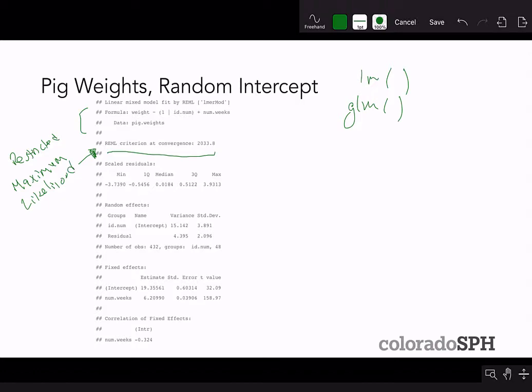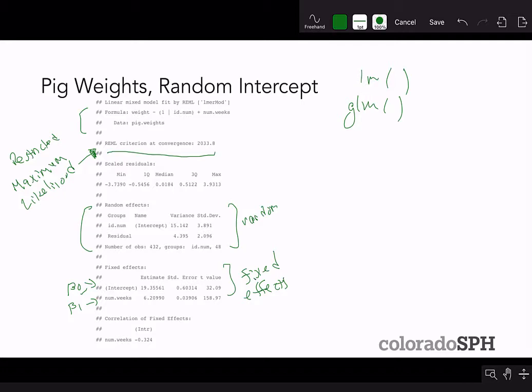Then it gives you a set of random effects, and your fixed effects. So the fixed effects are going to be similar to what you would normally see where you have your estimate. In this case, we have an estimate for your intercept, that's beta 0. And your estimate for your number of weeks, that's beta 1. And it provides standard errors and t-values as well, though they're not giving you p-values for your fixed effects.